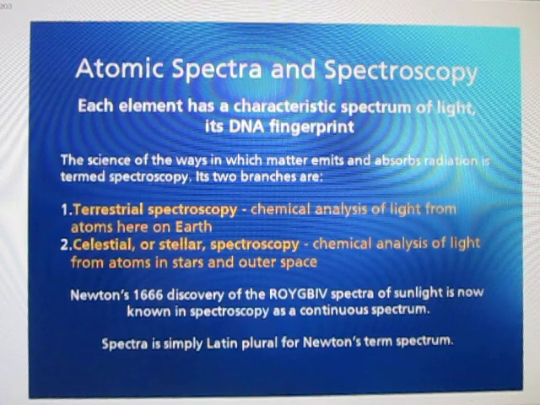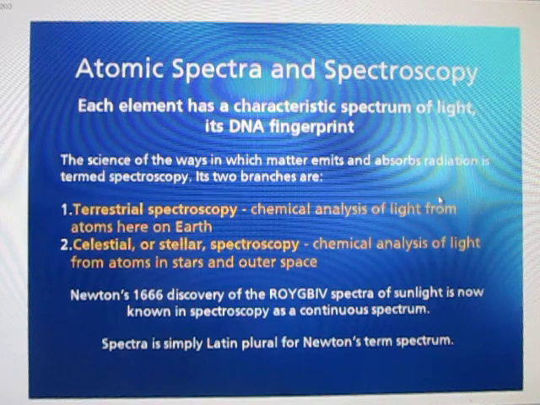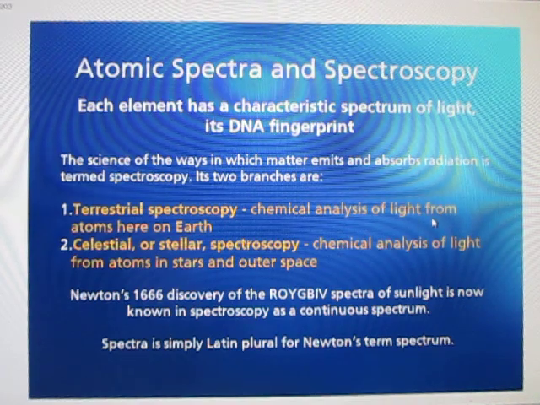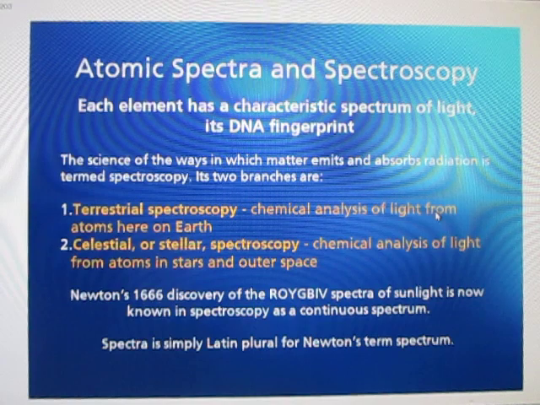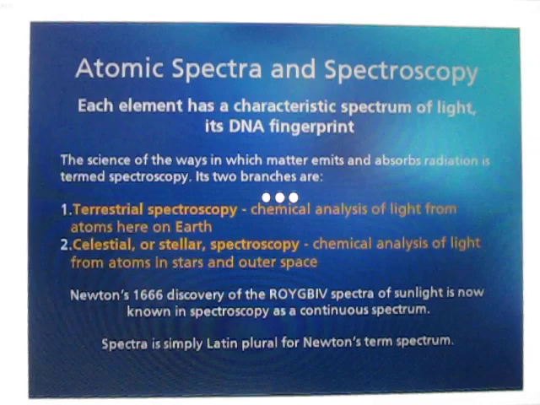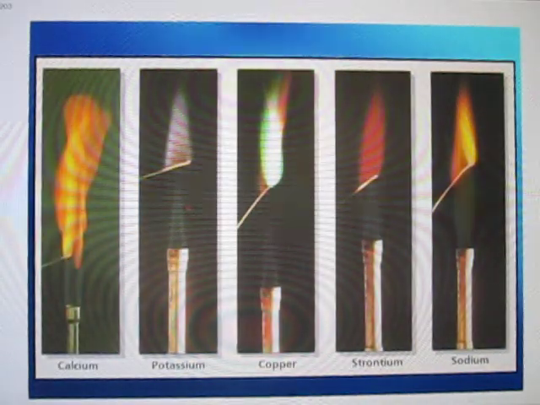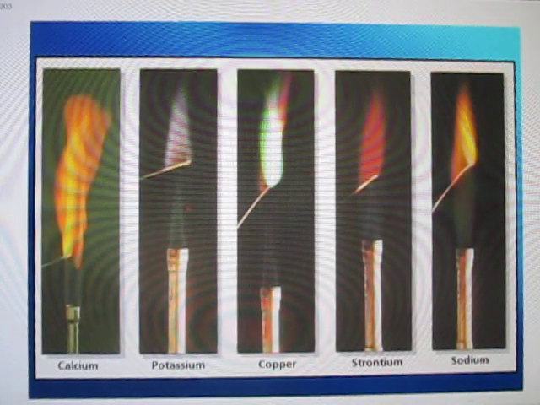Review this slide to learn about the two branches of spectroscopy. We have terrestrial spectroscopy and celestial spectroscopy. This figure indicates the gross level of identification of atoms. From left to right, salts of calcium, potassium, copper, strontium, and sodium by combustion with a Bunsen burner.